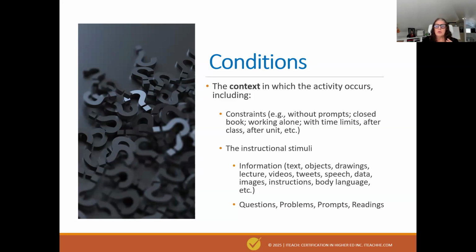It might be instructional stimuli: when given a certain article to read, then you will do this. It could be when you are asked a question, when you are given a problem, when you are given a prompt, et cetera. These are conditions of when this is going to happen, so anything that informs the context. That's the first one, and I want you to pay attention to that. I have conditions as blue because we're going to be using these colors as we go through.